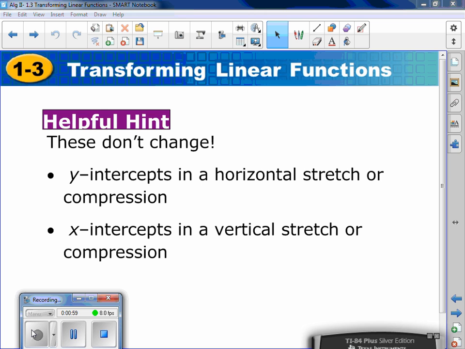Now we're talking about transformations and reflections. They change the positioning of the line. If we're talking about any stretch or compression, the x and y intercepts do not change. Where the graph intersects the line, it will always be the same.